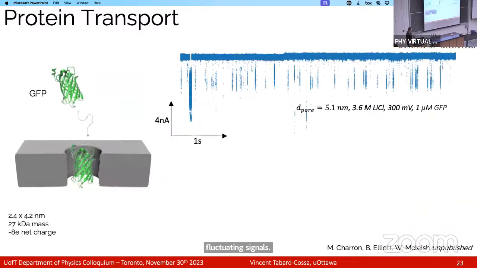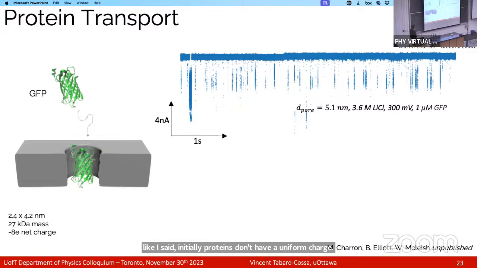So we are also starting to do this kind of research in my lab. And one of the things we're trying to do is to make sure that we understand the dynamics of this transport process. So how those proteins are getting captured and translocated. Because like I said, proteins don't have a uniform charge. Some amino acids are gonna be positive, others negative.